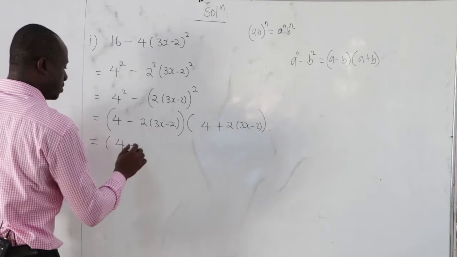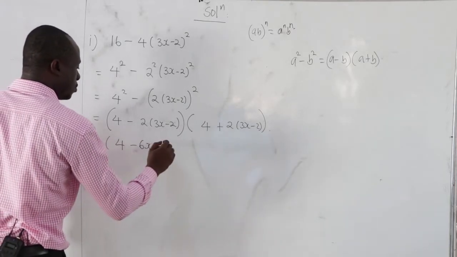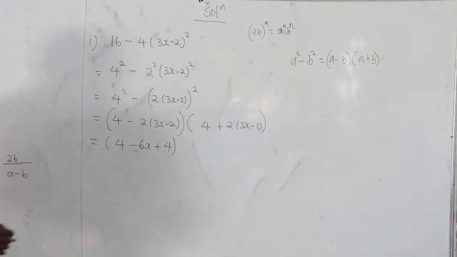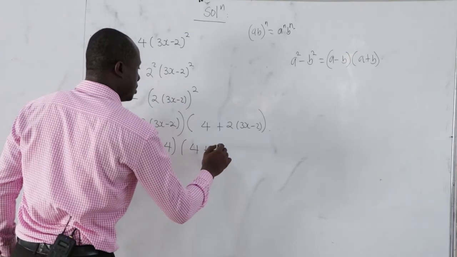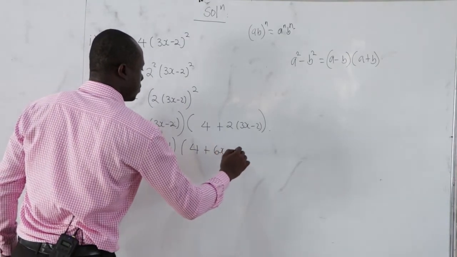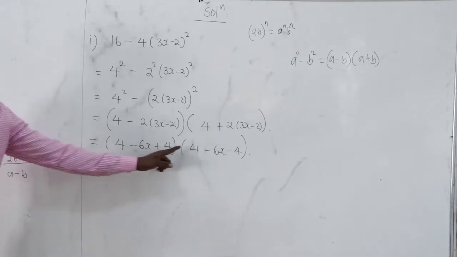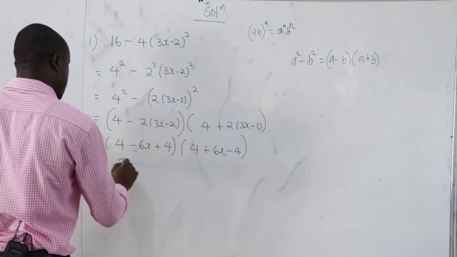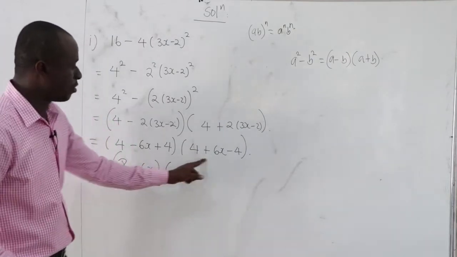So negative 2 times 3, that's negative 6x. Negative and negative, positive. 2 times 2, we have 4. Now here, this is giving us 4 plus 6x minus 4. Now 4 plus 4, this is giving us 8 minus 6x. And then here, 4 will cancel out 4.